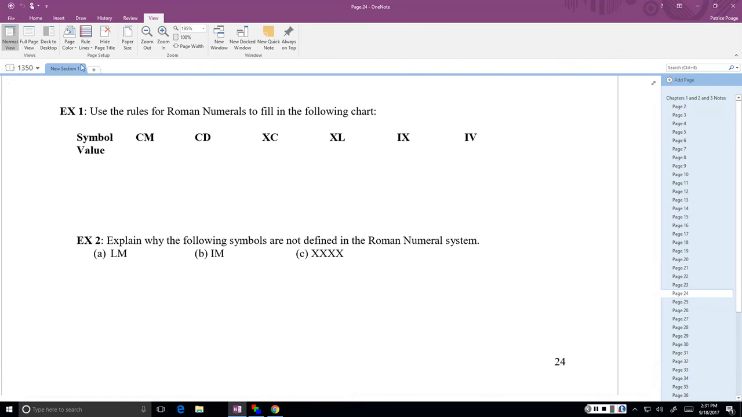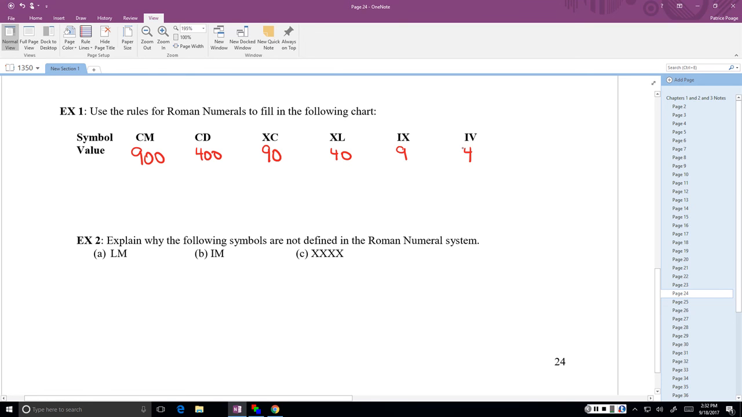Use the rules of Roman numerals to fill in the following chart. So CM. C is smaller than M, so what do we do? Subtract. So 100 subtracted from 1,000 is 900. CD is 100 less than 500, right? So that would be 400. XC, what's XC? 90. You take 10 away from 100. How come all of these I'm subtracting? The number in front is smaller. XL, IX, and IV.